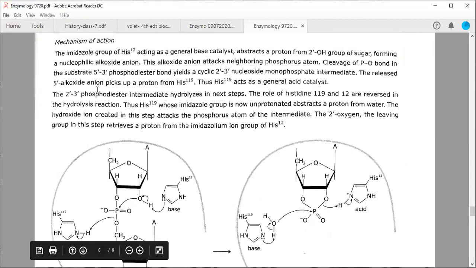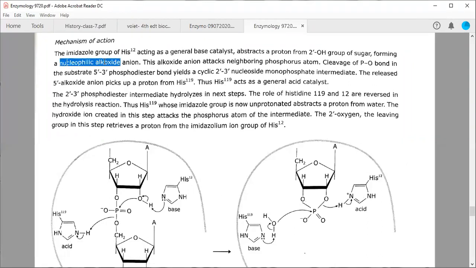So in the first reaction, first of all, this particular 12th number histidine is going to donate this lone pair, or it will accept this particular proton. Okay, so this H positive will come here and this will work like a base. It is going to accept this particular hydrogen. Once this hydrogen comes here, this will develop a negative charge. So this will become alkoxide. So this is important.